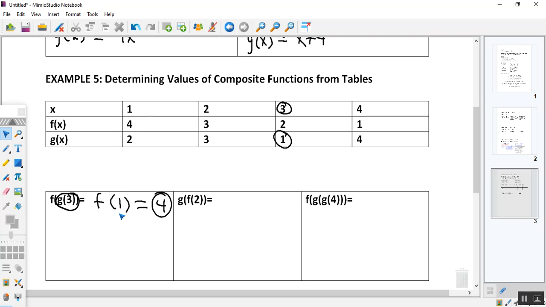x is 2, so then 2 for g, which is 3. So this becomes really the function g of what then? Whoops! Hang on a second. Let me fix this. G of what then? This is what this really becomes. Yeah, g of 3, which then means 1. G of 3 then runs down to 1. Hey, you got it.